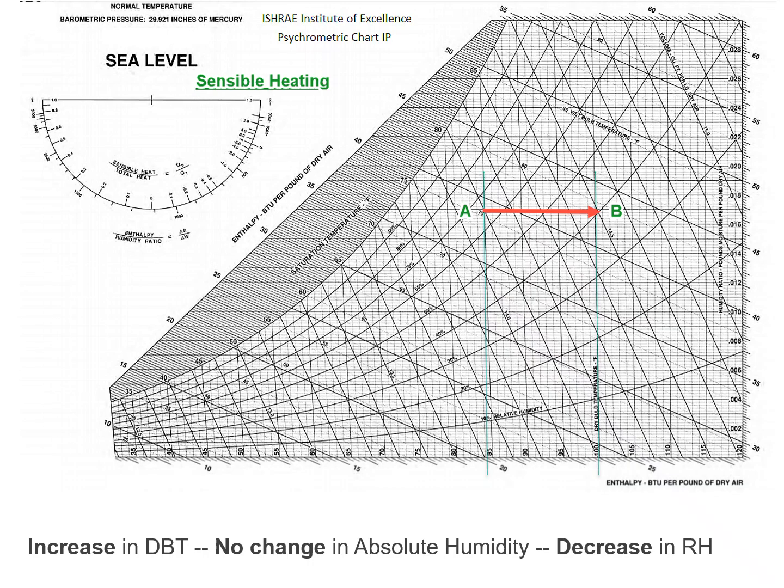Now consider the opposite process, namely sensible heating. As is clear from this slide, there will be an increase in dry bulb temperature and a decrease in relative humidity, while there is again no change in absolute humidity.